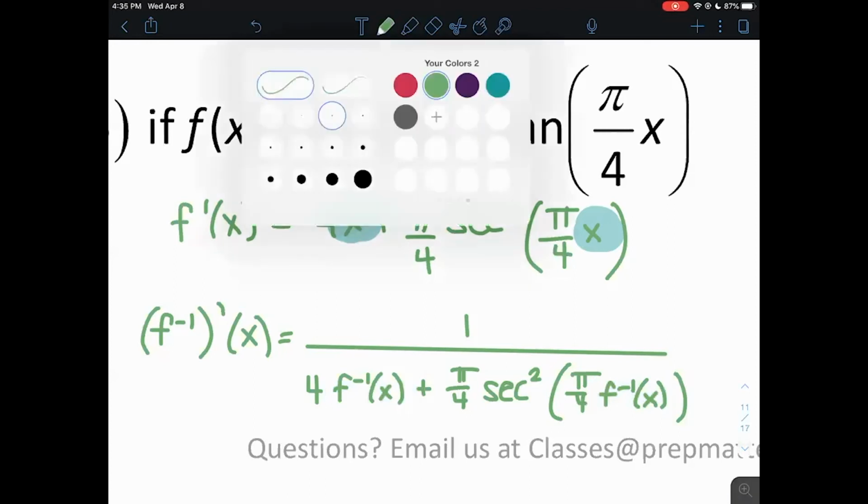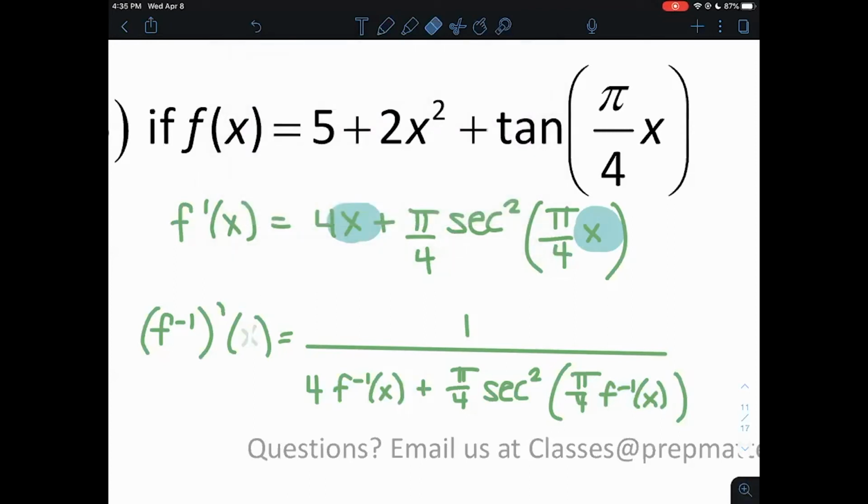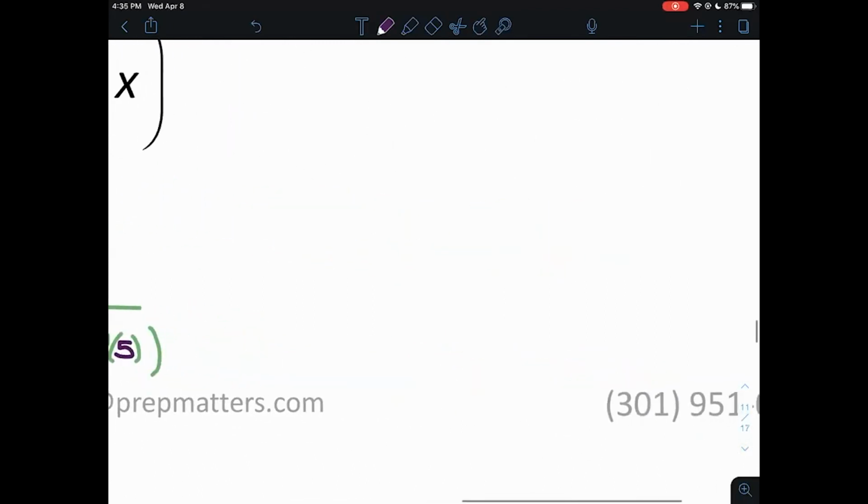Now let's take this x away, and let's make this a 5. So x is a 5. That means I need to know the inverse of 5. So quick thing about inverses. Remember that the domain of an inverse is the range of the function. Domain of an inverse is the range of a function. Range of an inverse is the domain of a function.